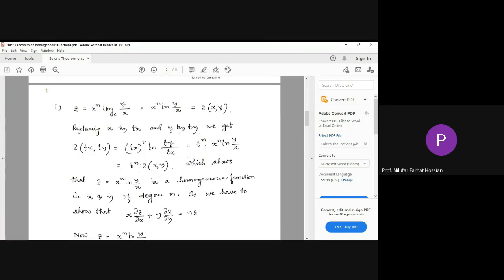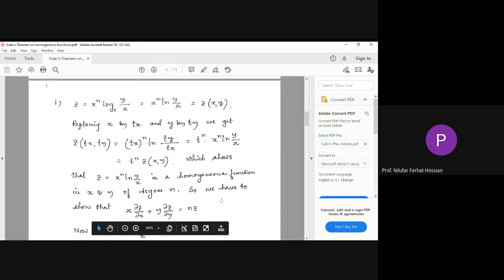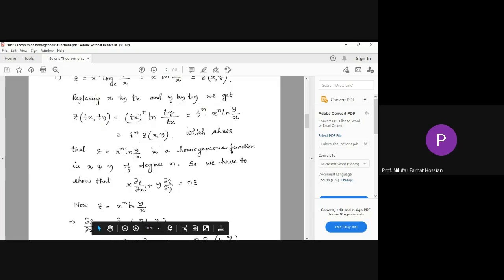Here the particular value of n is not given, it doesn't matter. So you can say that the given function is a homogeneous function of degree n. Okay, this is a homogeneous function in x, y of degree n. So you have to show that x into del z by del x plus y into del z by del y equals nz. We have to prove it.